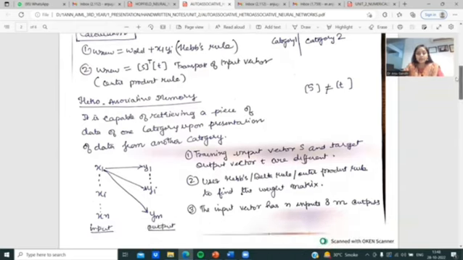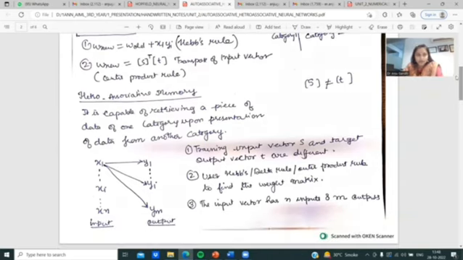So let me discuss the definition and the architecture now. Hetero-associated memory is capable of retrieving a piece of data of one category upon presentation of data from another category. For example, in the previous slide, we have seen that we have the distorted image of a square, but it can easily identify that this is a rhombus. This pattern association is possible in the case of hetero-associated memory.